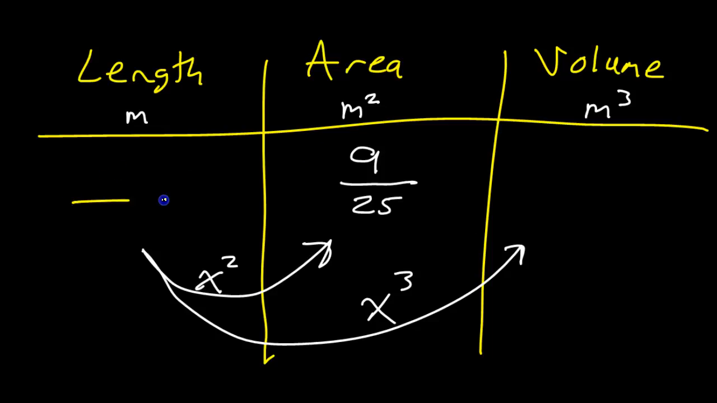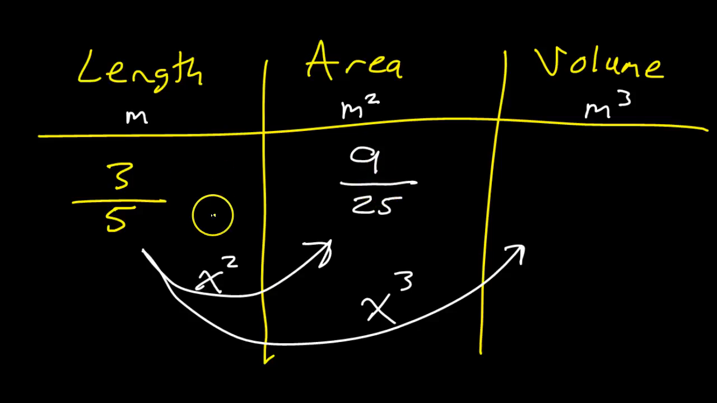Right. What number would I have to square to get 9, guys? 3. That would be 3. So the length scale factor up here would be 3. What number would I have to square to get 25? It would be 5. Okay?